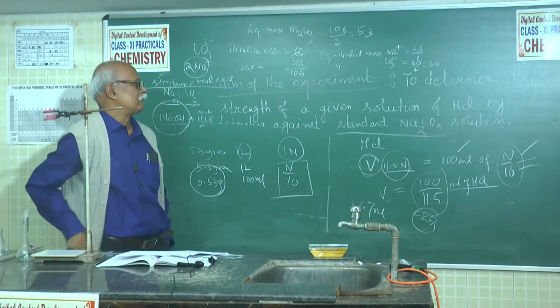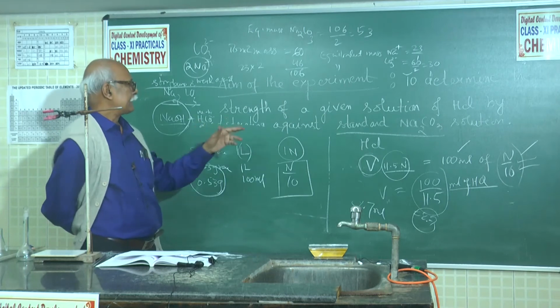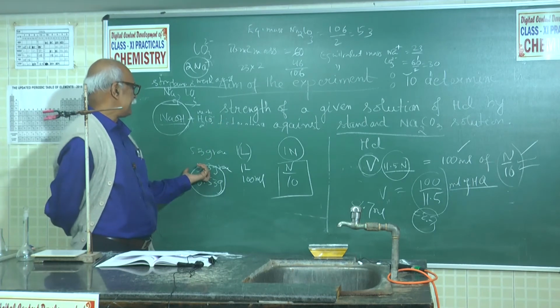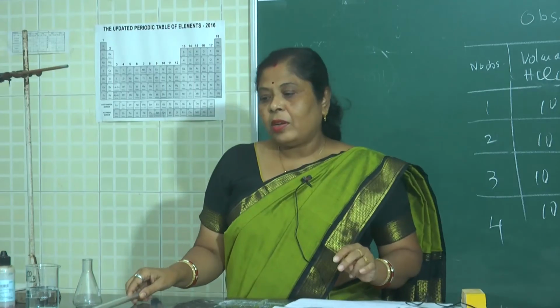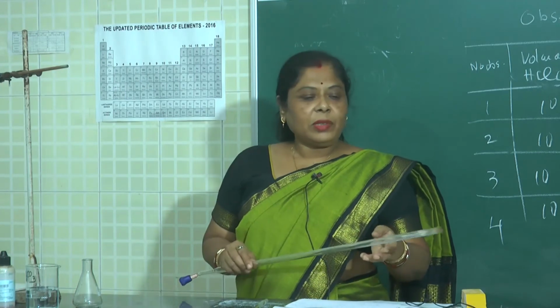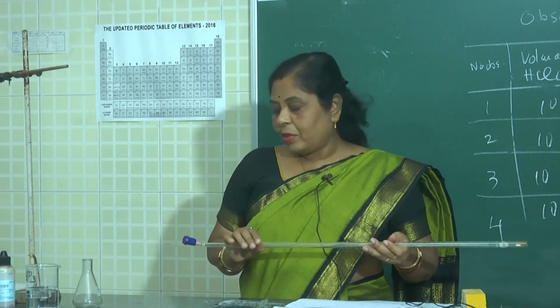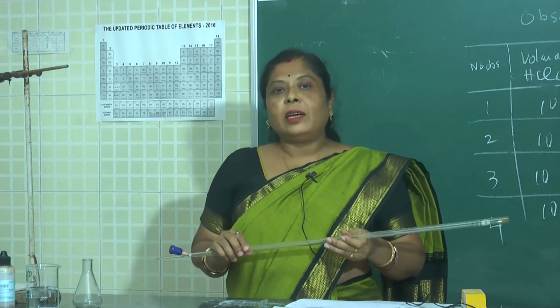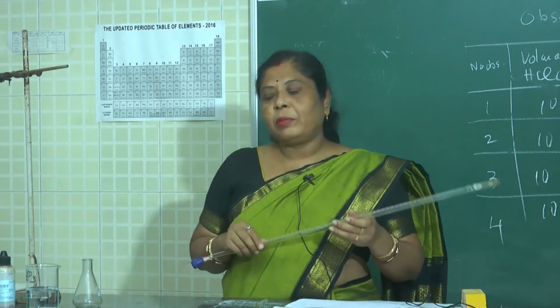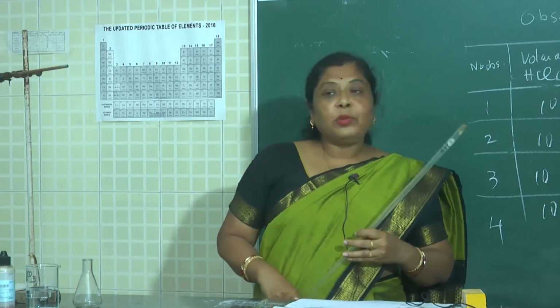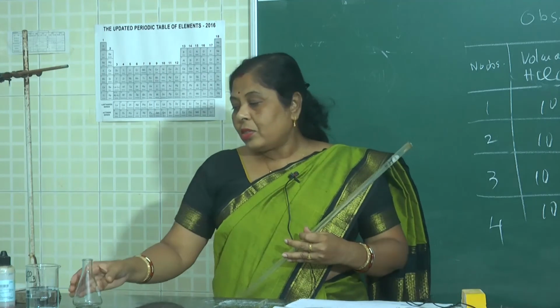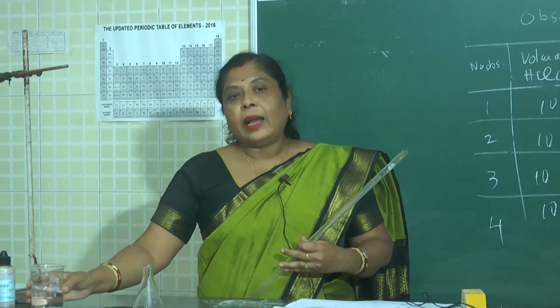So what is the exact normality of hydrochloric acid? That can be calculated by taking a standard solution. Here the primary standard is sodium carbonate. Now I am going to demonstrate the process of titration. In the earlier experiments I have already told you about the burette and how to fill it up. Here we are going to do the titration of Na2CO3 against HCl.